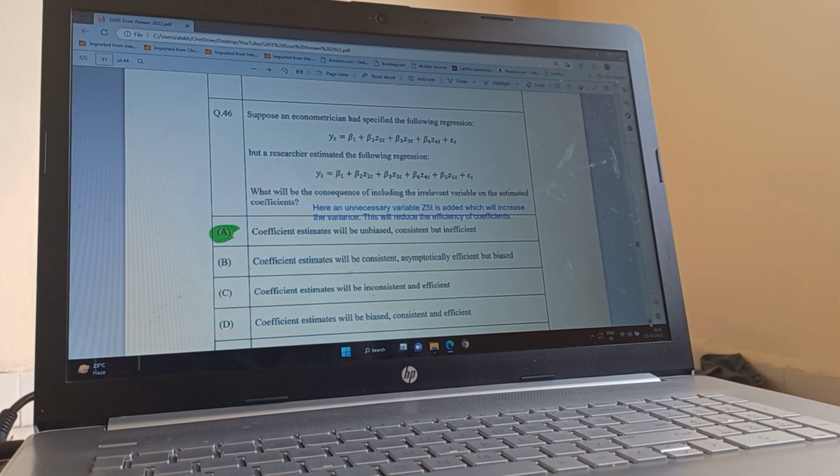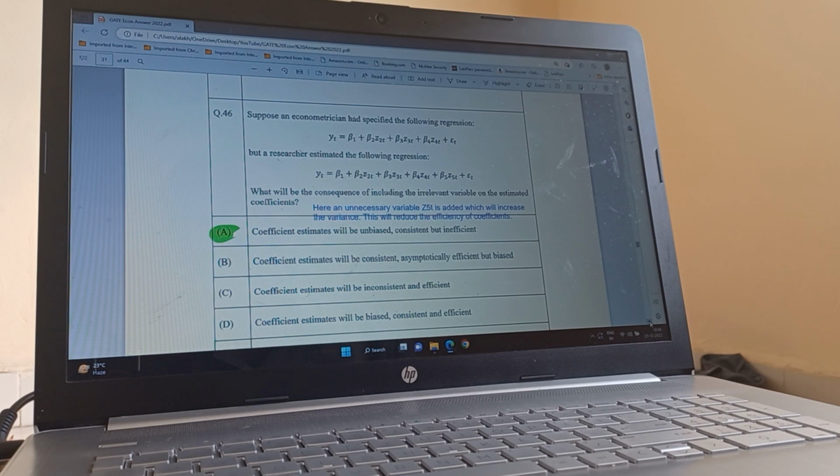So what will be the consequences of including the irrelevant variable on the estimated coefficients? Here, as I said, the unnecessary variable is Z5t, and whenever we add any unnecessary variable, it increases the variance.